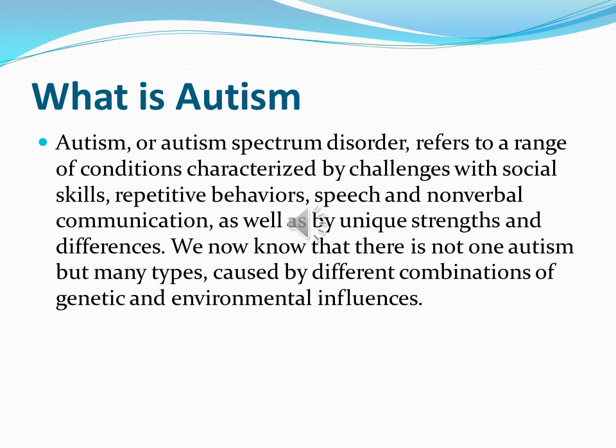What is autism? Autism, or autism spectrum disorder, refers to a range of conditions characterized by challenges with social skills, repetitive behaviors, speech and nonverbal communication, as well as by unique strengths and differences. We now know that there is not one autism, but many types, caused by different combinations of genetic and environmental influences.